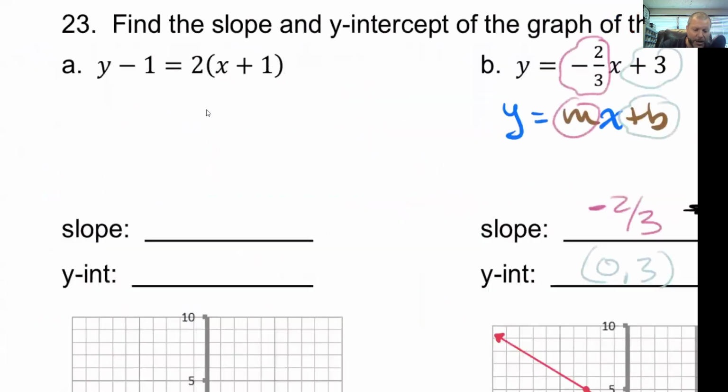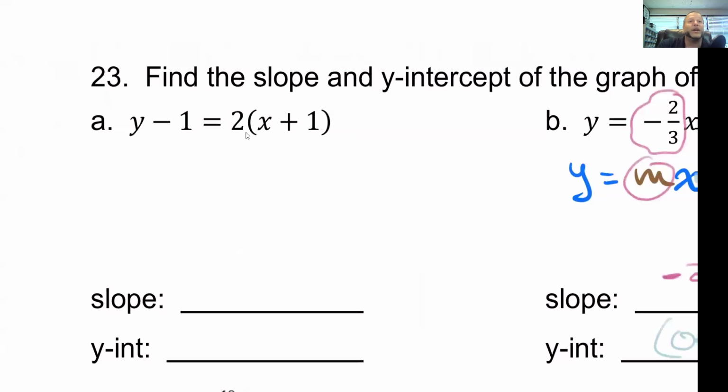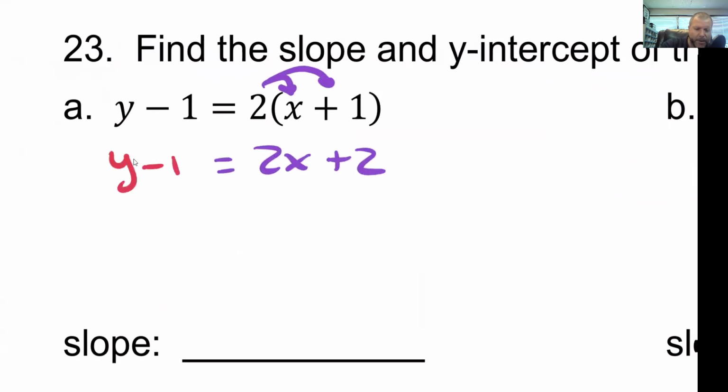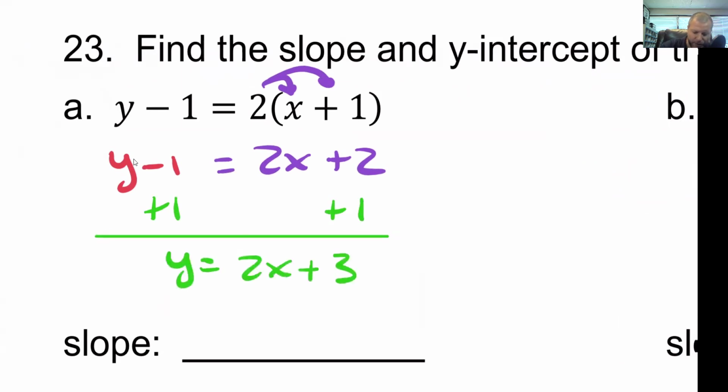So A, you can't just say we're done at this point, because we don't have y equals mx plus b. So let's start to make this thing look like y equals mx plus b. Let me distribute first. 2x, 2 plus 1 is 2. So now I want to get y equals something. So I need to get this negative 1 off that side. So we're left with y equals 2x plus 3. Now we've put it into y equals mx plus b form, and we can just read off what we have.